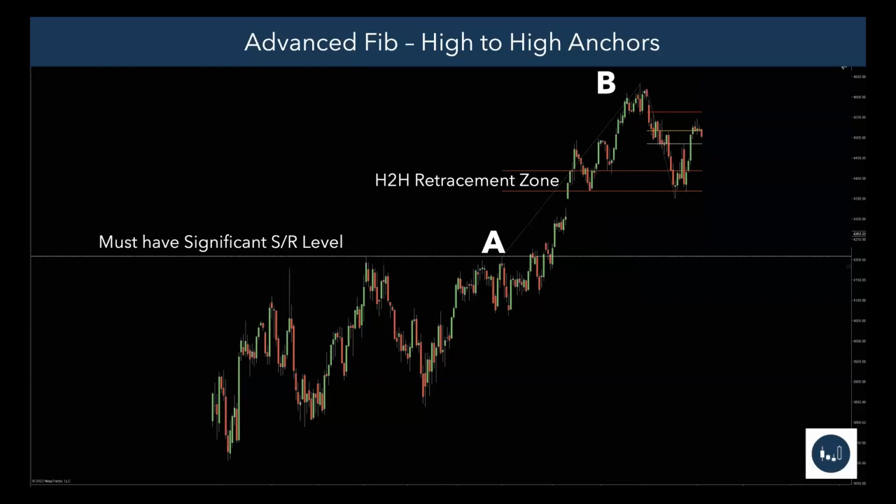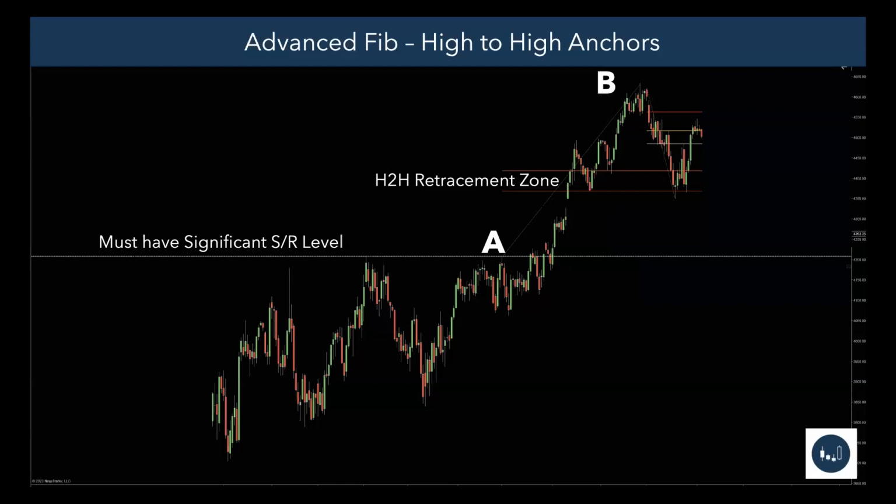Now, when I'm using advanced fibs, the color symbols that I use are orange, so I know they're high to high. Only in this case, when you're doing advanced high to high or low to low, that we'll see in the next screen, you're only going to use the 50 and the 61.8. We turn the other levels off. And so you see in this high to high, we got a nice retracement.